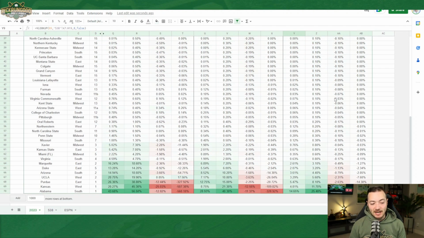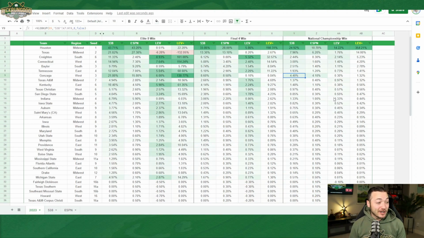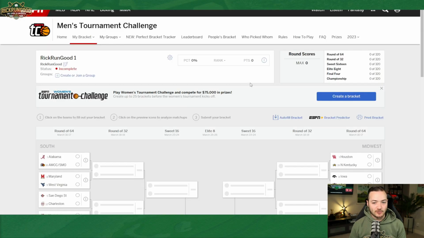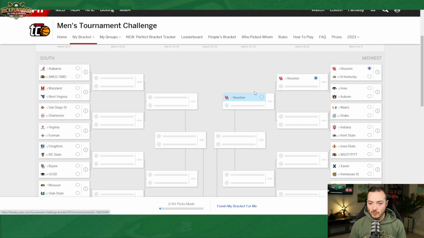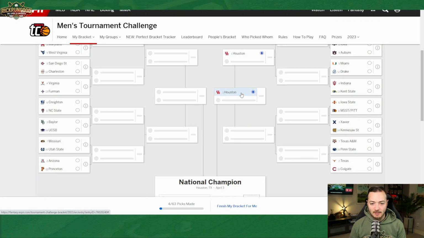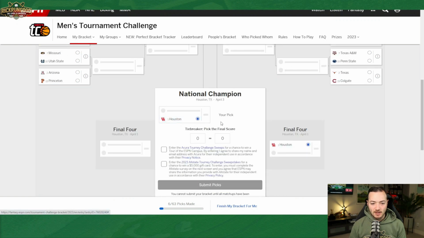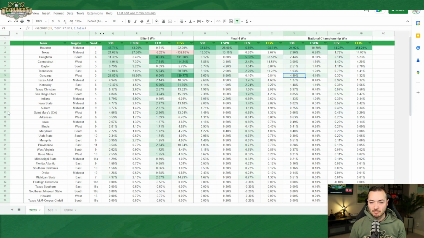And this is terrifying because it's very clear who our leverage champ is, and it's Houston. So we're going to have to pick Houston here and figure out the rest of this along the way. Houston is in the Midwest. We are just going to advance them to the national title game, they are going to be our champion. So let's hope Houston lasts as long as possible here.